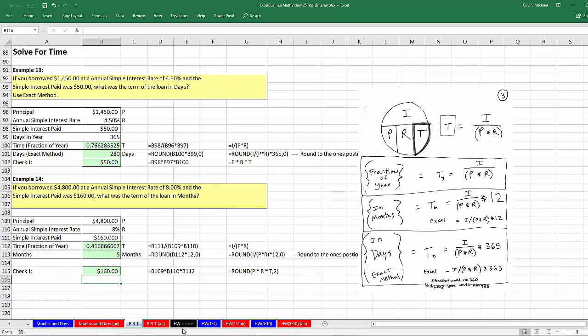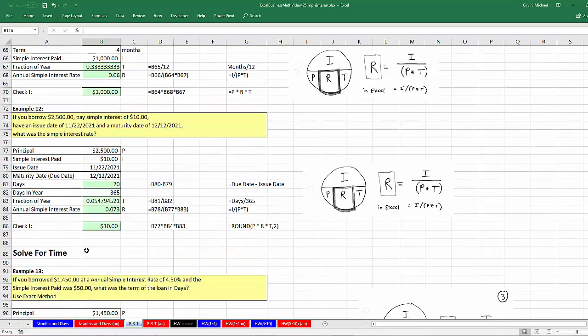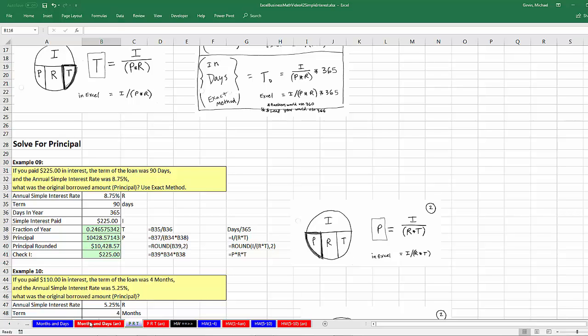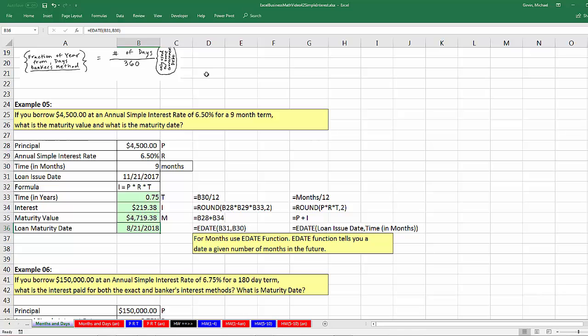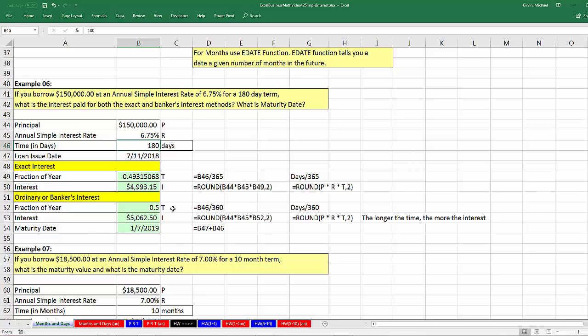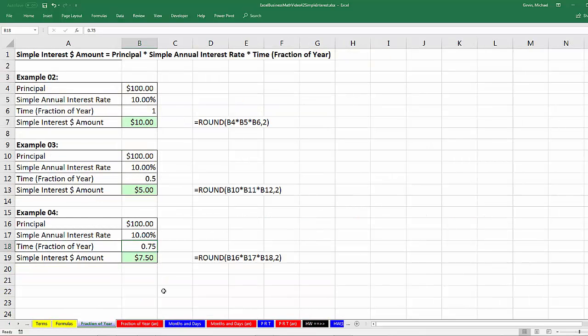All right, so that's our last example. And there are 10 awesome homework problems for you to practice. Now, in this video, we saw how to use the standard simple interest formula. We actually saw how to solve for time. We saw how to solve for rate. We saw how to solve for principal. Back over on the sheet months and days, we saw examples of how to calculate the actual interest, maturity value, and loan maturity date given a time in months and a time in days. We even compared and contrasted exact interest and ordinary banker's interest. And we started off over here with some simple formulas when you're given actual fraction of a year.